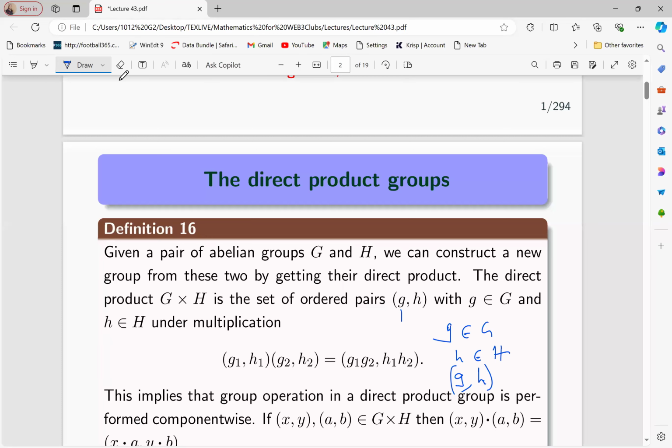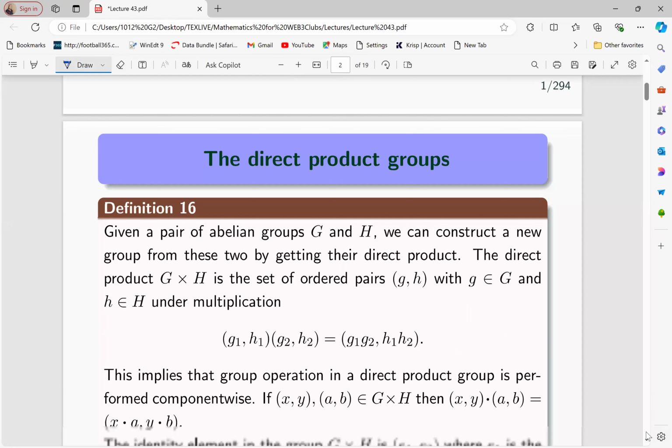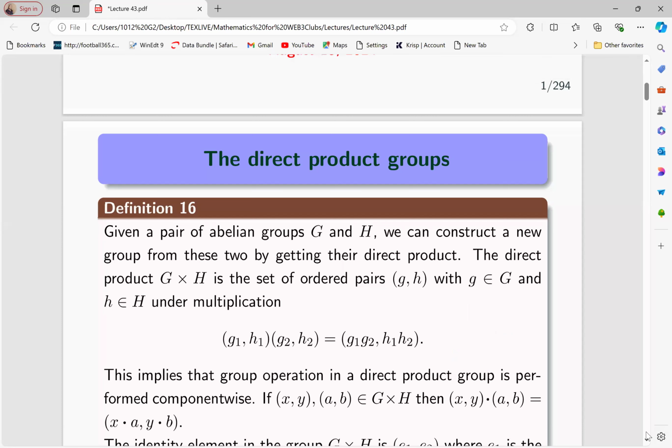Now, it will also be a group. What that means is that it will have to satisfy all the conditions, all the axioms of a group. This new group that we are forming will be closed under the respective operations of the groups that are coming in. So it will be closed. Every element will have an inverse, and then there'll be the identity element of this group.